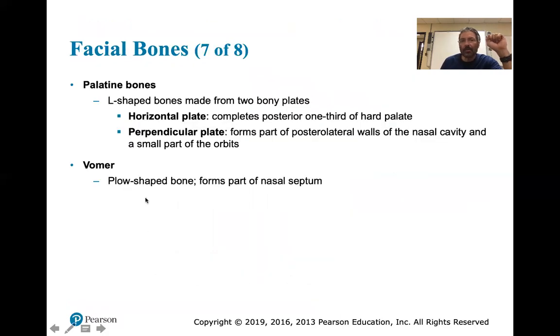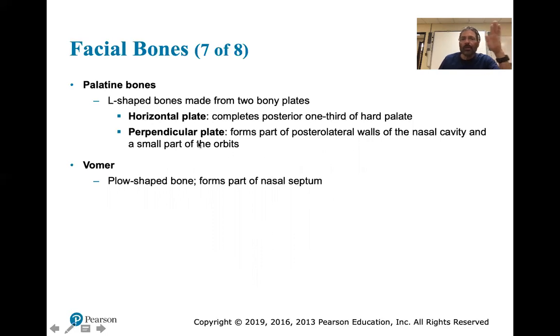Right. Palatine bone, L-shaped bone, made from two bony plates. These are actually plates. There's a horizontal plate. Remember, horizontal is always this direction. Posterior, 1/3 of the hard palate. All right, so palate, that means it's my mouth. The hard palate would be probably the back, right? It's the part where your tongue actually can't reach all the way back.